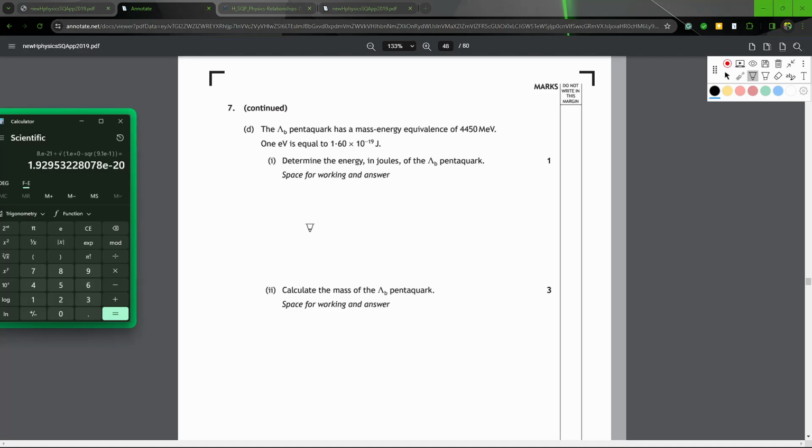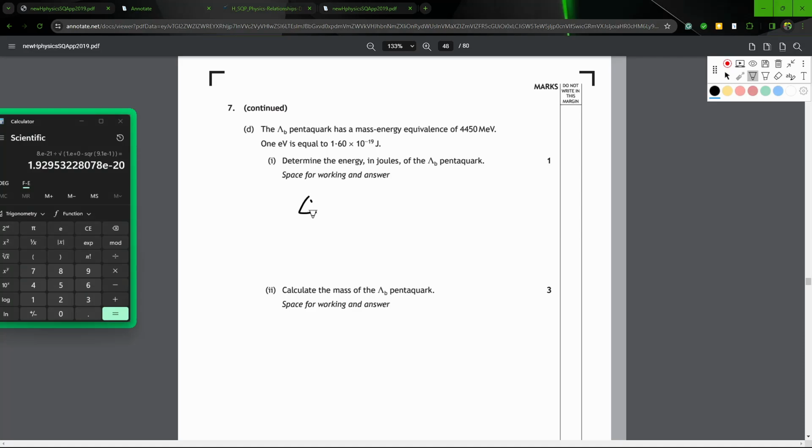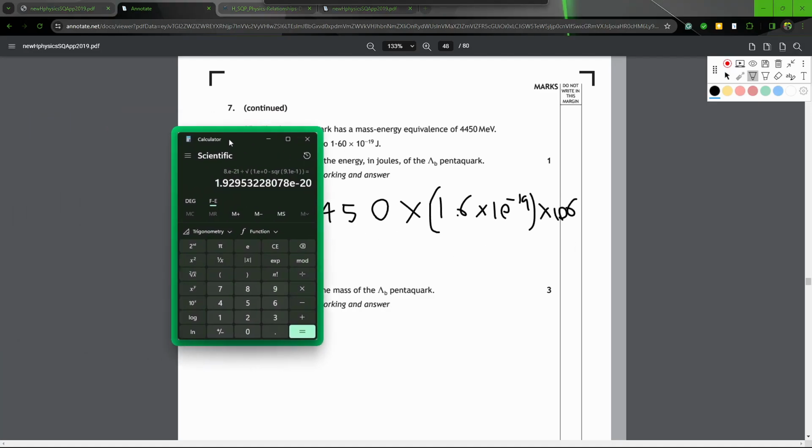Okay, well this is simple. If 1 eV is equal to 1.6 times 10 to the minus 19, then that's simply 4,450 times 1.6, and then I'll put this in brackets, 10 to the minus 19. But since it's mega electron volts, it's actually 10 to the 6. And then this will give us our total energy. So just find this into our calculator.